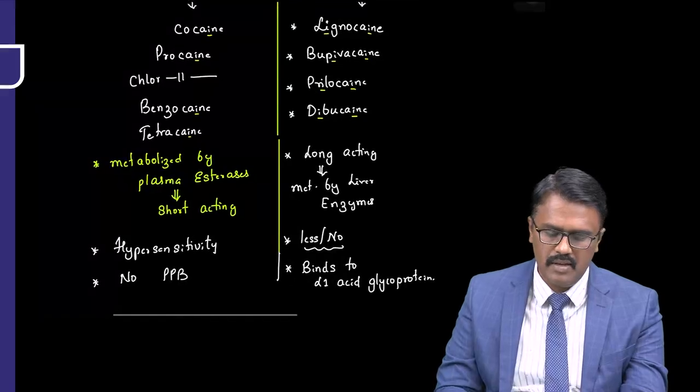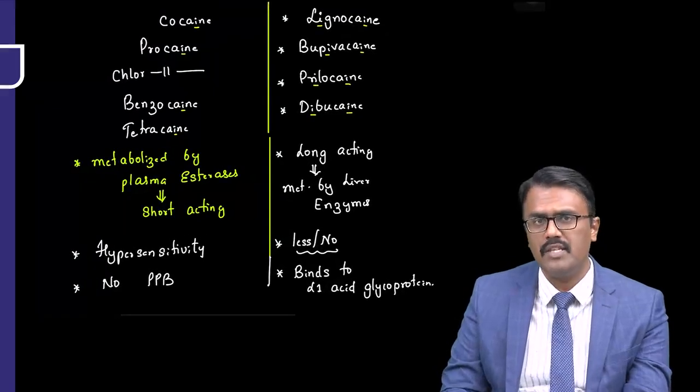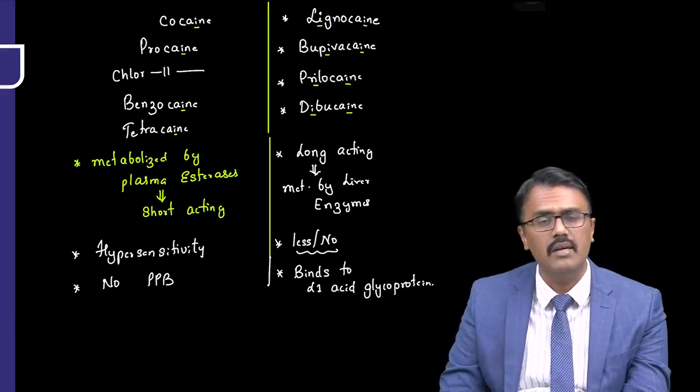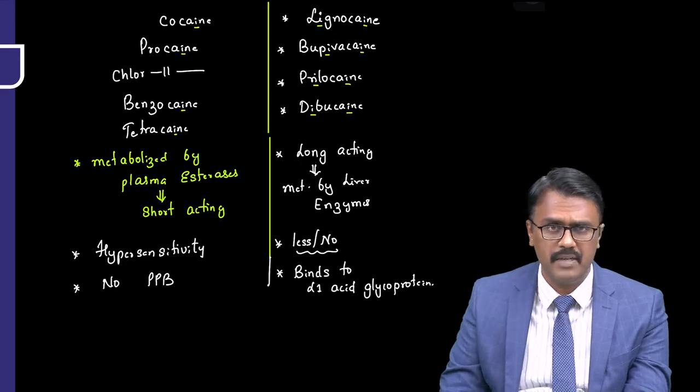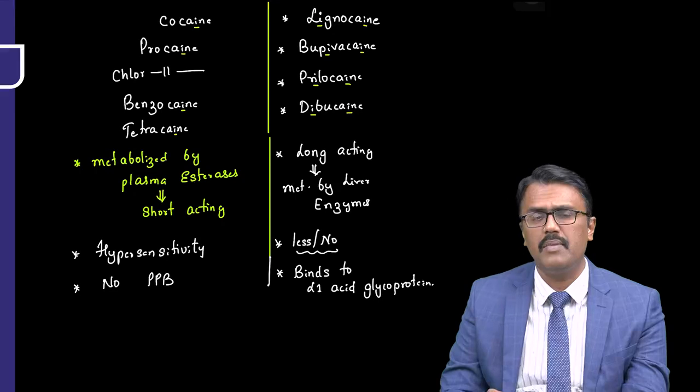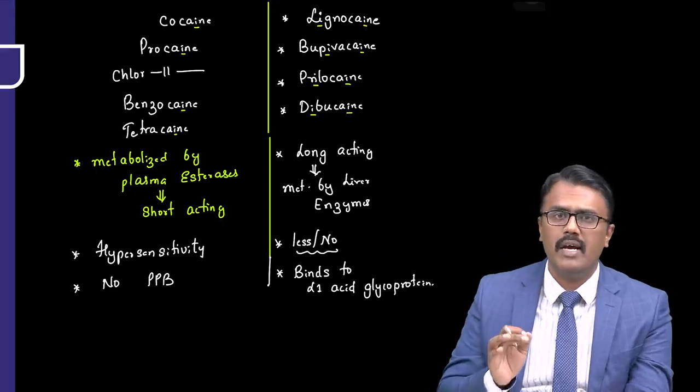Simply remember, esters have a single I, are metabolized by plasma esterases, are very short acting, and hypersensitivity reaction can be seen. They don't have plasma protein binding. Amides have 2 I's, they are not metabolized by plasma esterases. They are metabolized by liver enzymes, are longer acting, there is less chance of hypersensitivity, but they bind to alpha-1 acid glycoprotein.